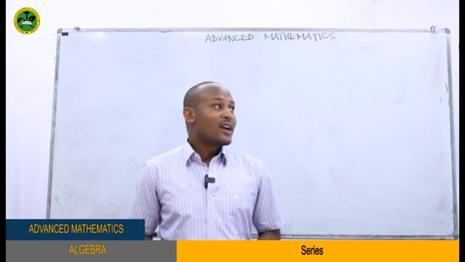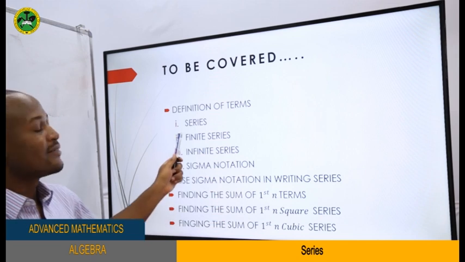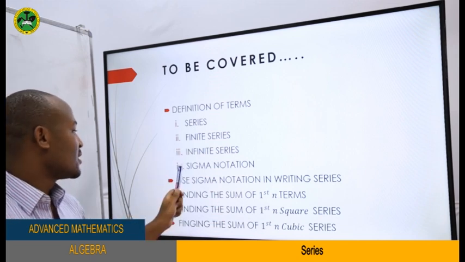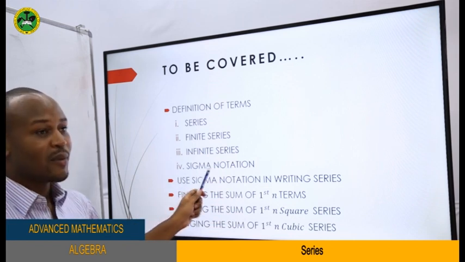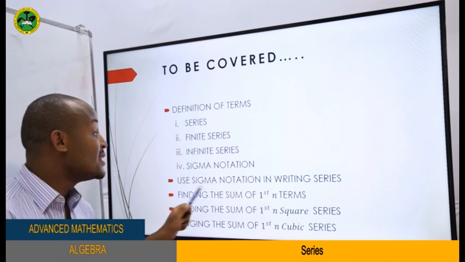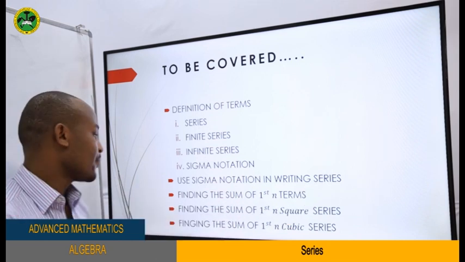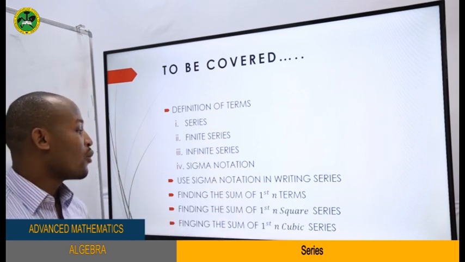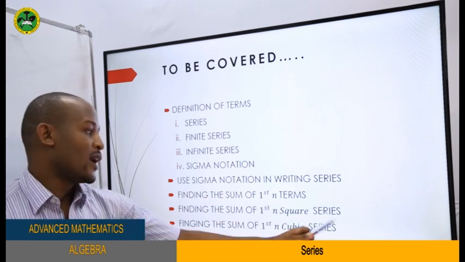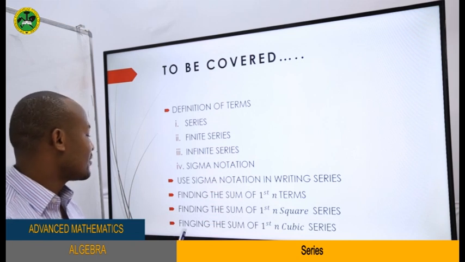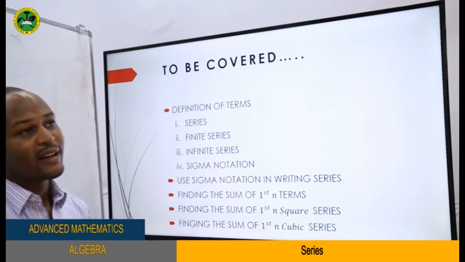So today we will cover the following. First of all, we shall see the definitions of terms, then we shall define a series, a finite series, and an infinite series, and these two are the types of series. And then we shall see a sigma notation, and then we shall use sigma notation in writing series. After that we shall find the sum of the first n terms, then the sum of the first n square terms of the series, and then the sum of the first n cubic terms of the series.